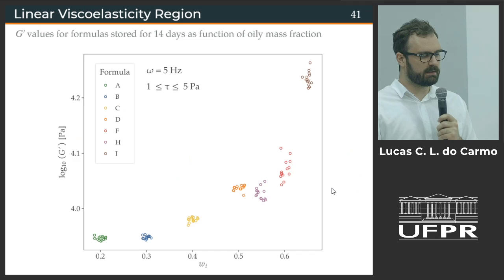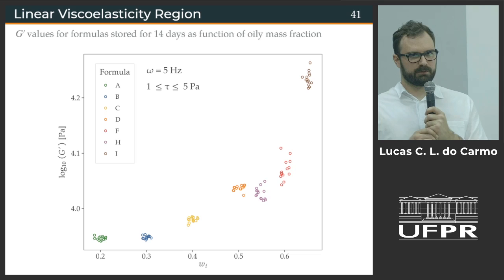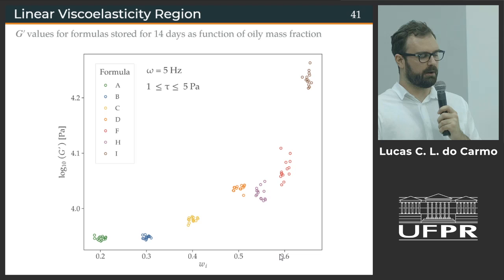And we saw that this behavior, this relationship with the oil content, is almost exponential. So here on the x-axis, we have the mass fraction of the formulations. On the y-axis, we have the G prime values within the linear viscoelasticity range. And we see that as we increase the oil content of these formulations, we have higher elastic modulus.